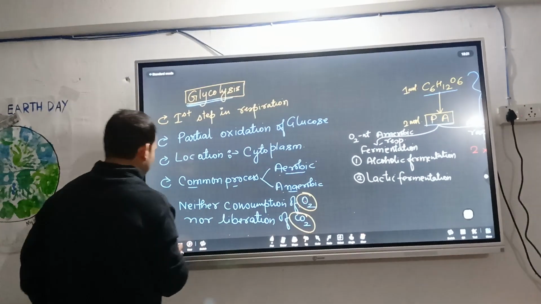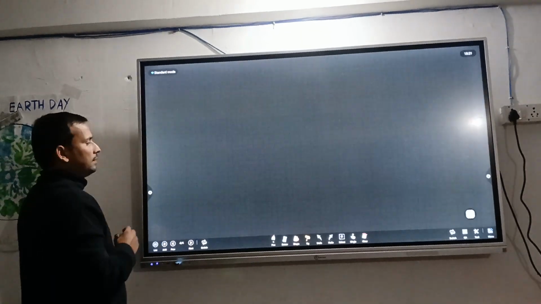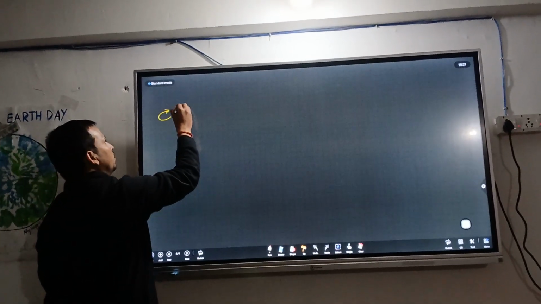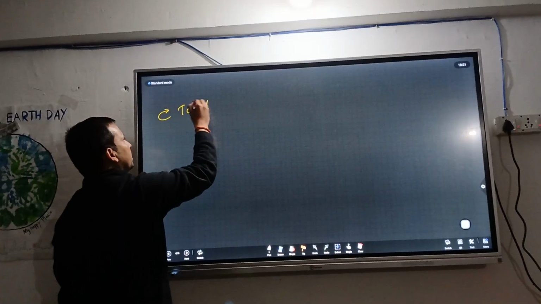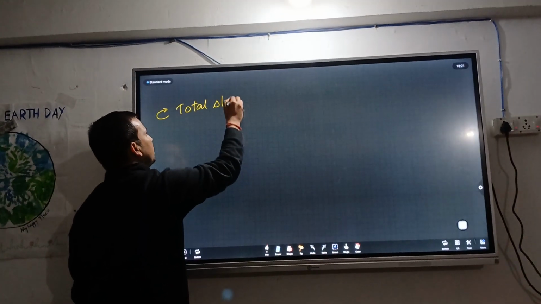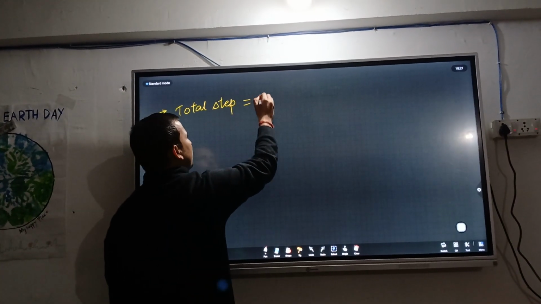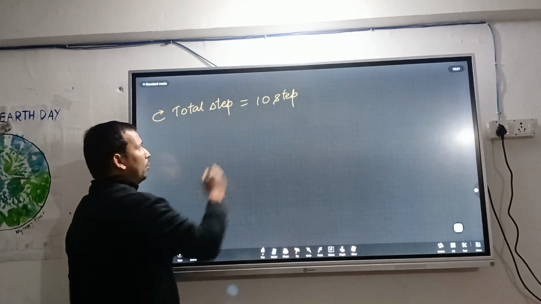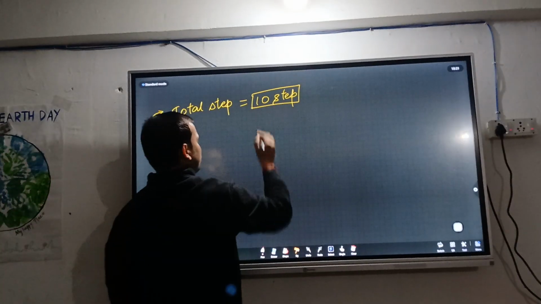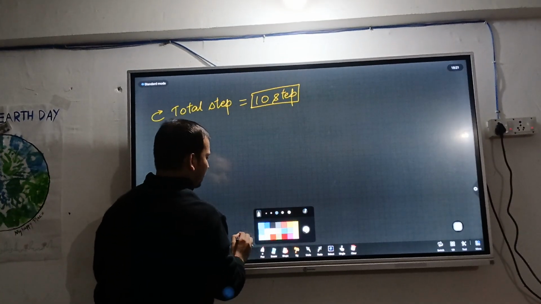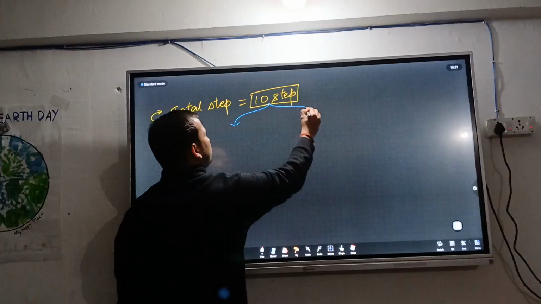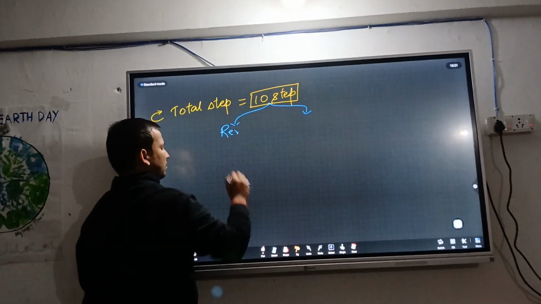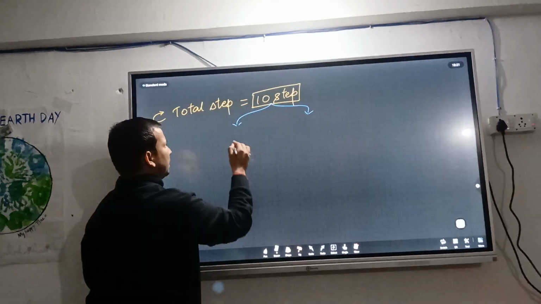Student, let's have another slide, and I will be teaching how many steps are there. So total steps, if I talk here, how many? 10 steps. Out of these 10 steps, student, two types of reactions are there. One is reversible; I will first put irreversible, then I will put reversible.